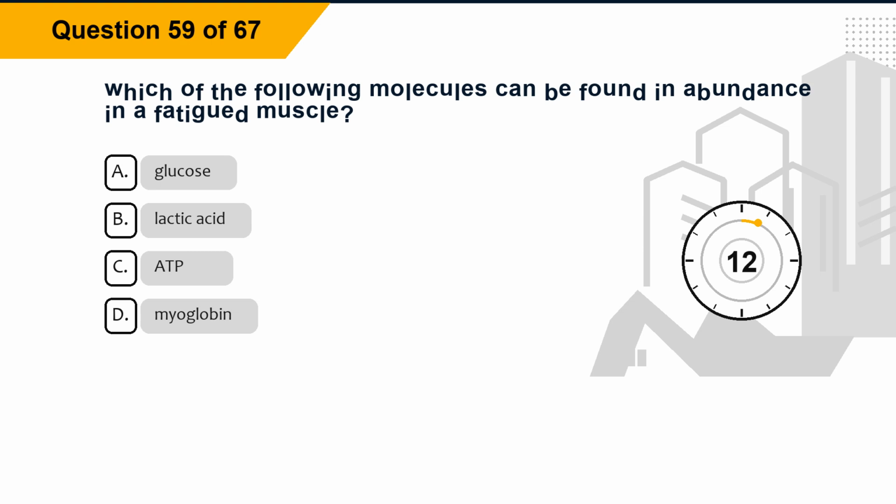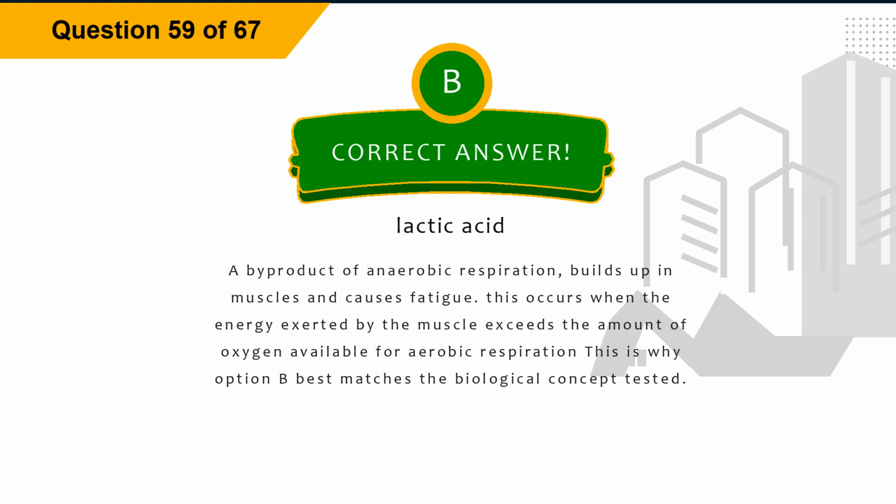Question 59. Which of the following molecules can be found in abundance in a fatigued muscle? Option A, glucose. Option B, lactic acid. Option C, ATP. Option D, myoglobin. The correct answer is option B, lactic acid.